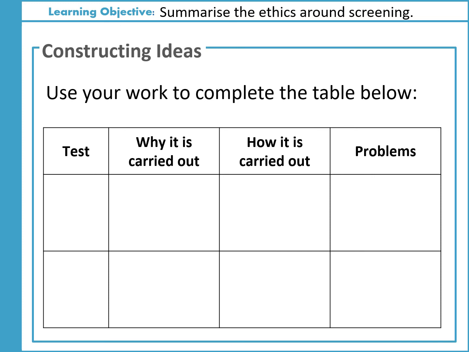Okay, you should have all of your information highlighted now, and I would like you to produce a table which has the two tests in the first column. So we've got amniocentesis and chorionic villus sampling. You should have some information about why the particular tests are carried out, how they would be done, and any problems that they might cause.